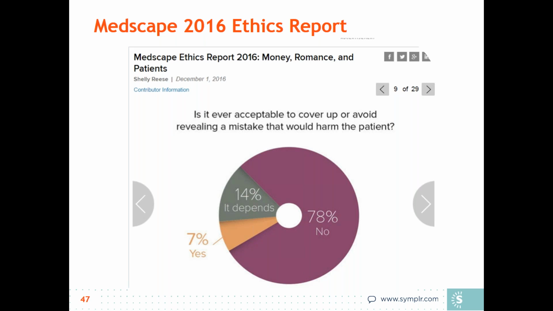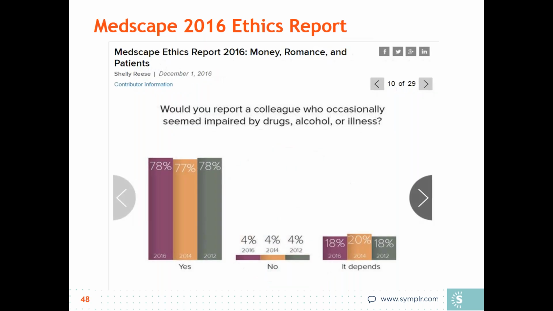Now, many of those doctors said it depends. 14% of them said it depends on whether or not they would cover up. They wanted to know more about the situation, how could it cause harm, or how good is my rapport with the family, or how much harm was done. So there were some other questions that they needed more information to answer. Another one: would you report a colleague who occasionally seemed impaired by drugs, alcohol, or illness?